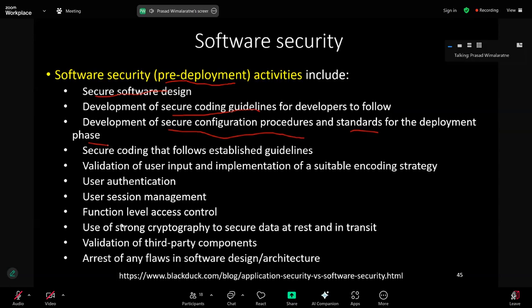There are things like least privilege as an example that we use as a principle in configuring secure configuration procedures that we can apply. So we'll have a separate section on discussion later on this area on secure configuration procedures and standards. And the other one we will look at later is the secure coding guidelines.